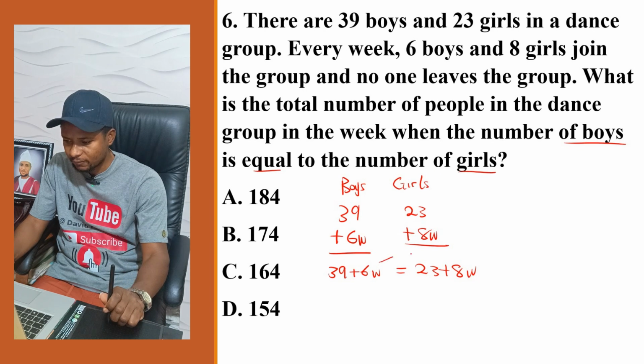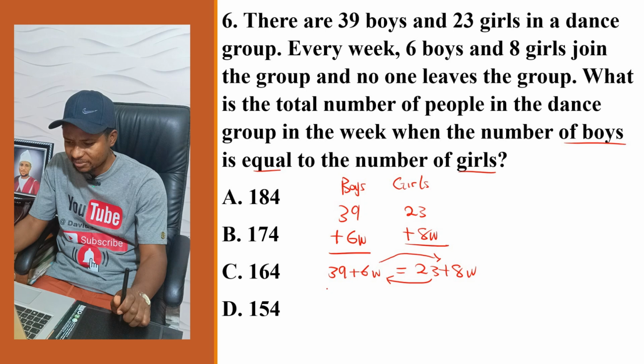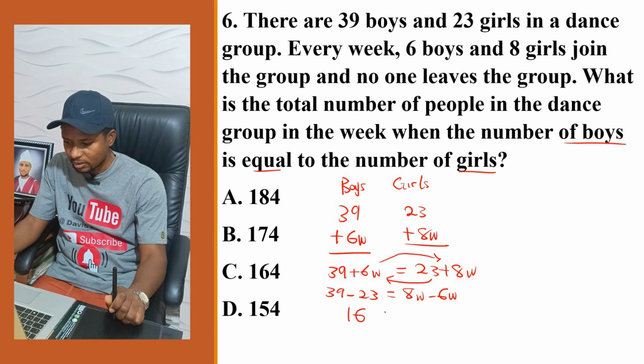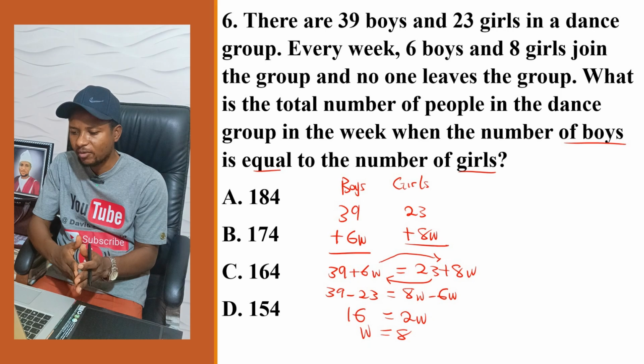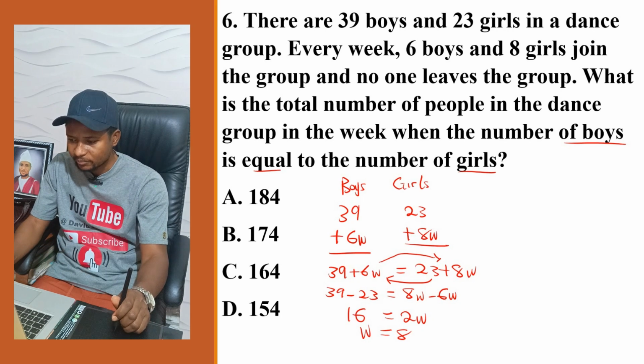So I can move 6W to this side and 23 to this side. And take note, any sign that crosses the equal sign will change. So you have 39 minus 23, and you also have 8W minus 6W. Then 9 minus 3, you have 6. 3 minus 2, you have 1. And this will give 2W. So divide both sides by 2, you have 8. So this happened in 8 weeks, where the number of boys equals the number of girls.